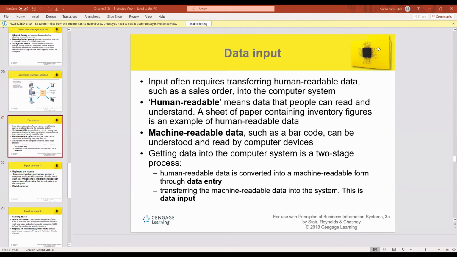So human readable means data that people can read and understand. A sheet of paper containing inventory figures is an example of human readable data. Machine readable data, such as a barcode, can be understood and read by computer devices. Getting data into the computer system is a two-stage process. Human readable data is converted into machine readable form through data entry, then the machine readable data is transferred into the system. So this is data input.